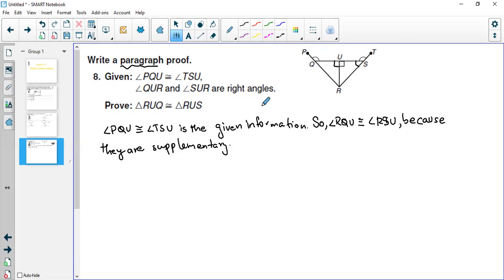Okay, now again, we have proved that two of the angles are equal. This angle is equal to this. Now, I can also say this angle is equal to this, right? Because they are right angles. So I can say that already they have given angle QUR and SUR are right angles.